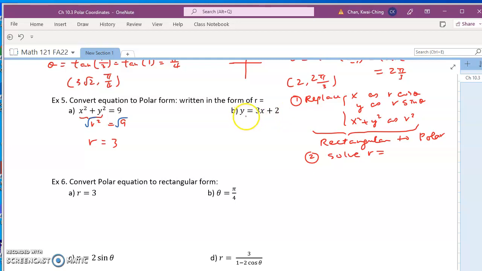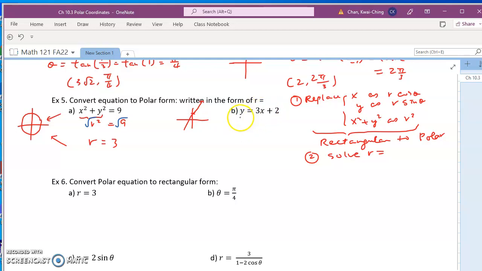What about this line? y equals 3x plus 2. We know this is a line, and the other one is a circle, right? You didn't change the equation, you just wrote it in a different form. This one is a line with y-intercept 2, and the slope goes up like this, right? So how do I change it into polar form?